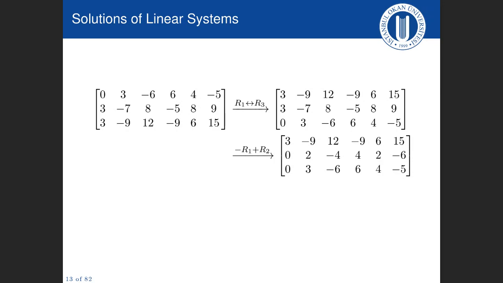Underneath the pivot, I want zeros. So I want to get rid of the 3 at the start of the second row. So I'm just going to do minus row 1 plus row 2 will be the new row 2. For example, minus 7 minus minus 9 is minus 7 plus 9, or 2. 8 minus 12 is minus 4, and so on.